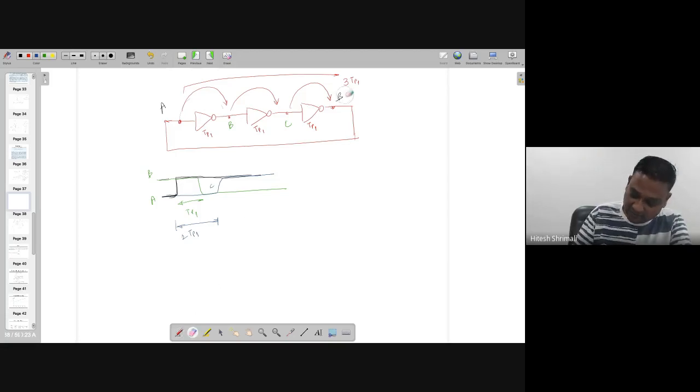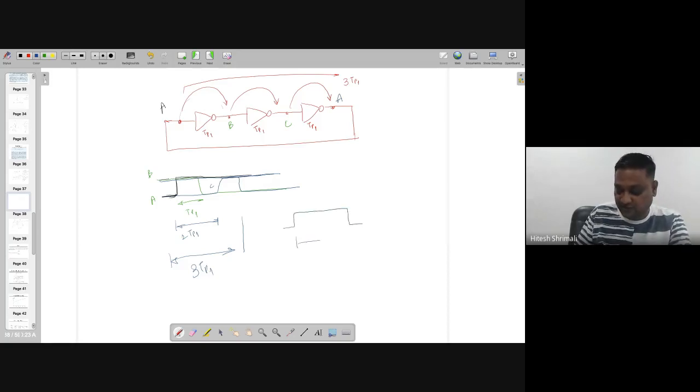Thereafter, actually, it's the same as A. A is fed back over here. So if this is 1, that will go to 0 after 3 TP1. So if you're looking at the diagram, you can see that A is changing after 3 TP1.